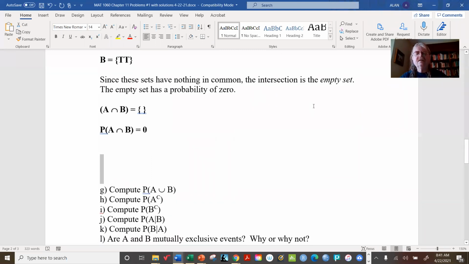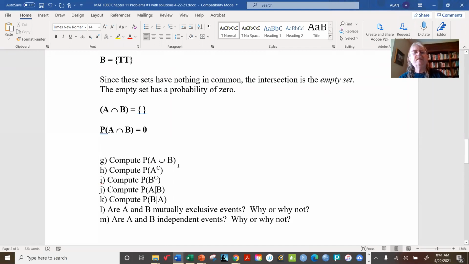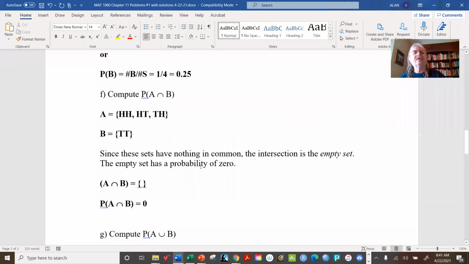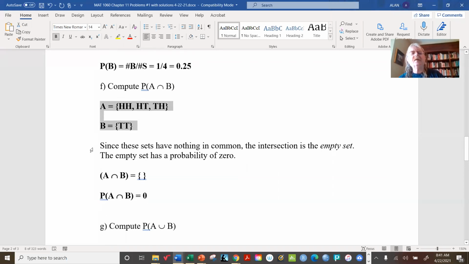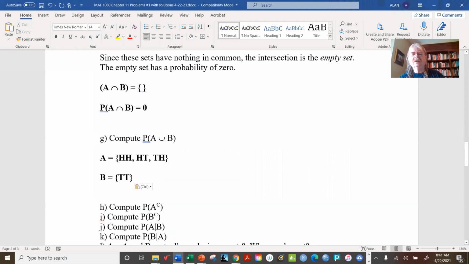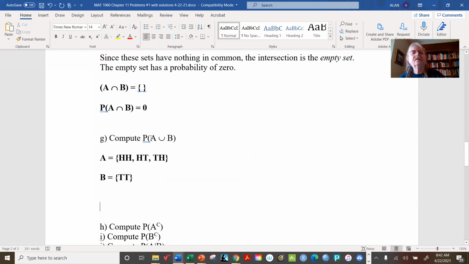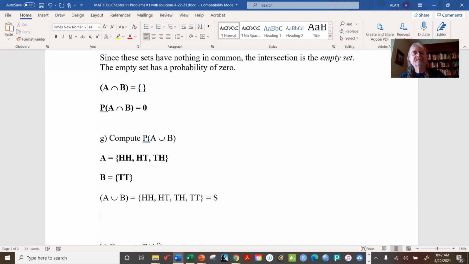But now on the other hand, what about this union? So again, I'll bring together these two sets, and you can see that if you combine these, the union of these two sets is all the elements that are in A or B or possibly both, and you'll have HH, HT, TH, TT, which is the entire sample space. And so therefore you can say, well, if that's the case, the probability equals the probability of the entire sample space, which you recall from the axioms of probabilities is equal to 1.